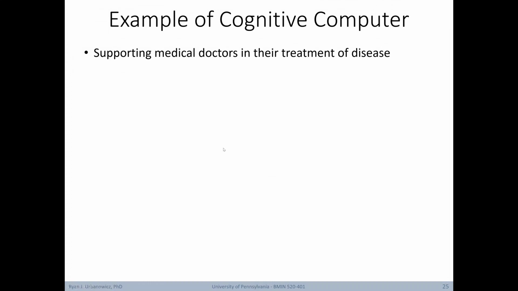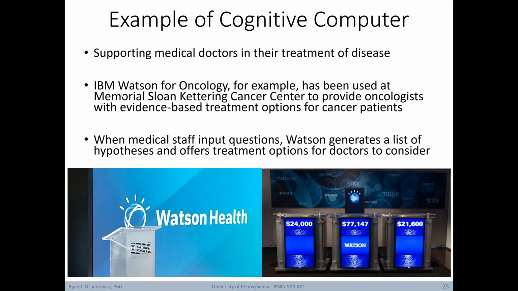So what might be an example of a cognitive computer? So imagine we want to make a tool that supports medical doctors in their treatment of disease. For example, IBM has its system Watson, and it was originally used on the game show Jeopardy, but it was adapted to tackle problems in oncology. So for example, it's been used at Memorial Sloan Kettering Cancer Center to provide oncologists with evidence-based treatment options for cancer patients. In particular, when medical staff input questions into Watson, it generates a list of hypotheses and offers treatment options for doctors to consider.